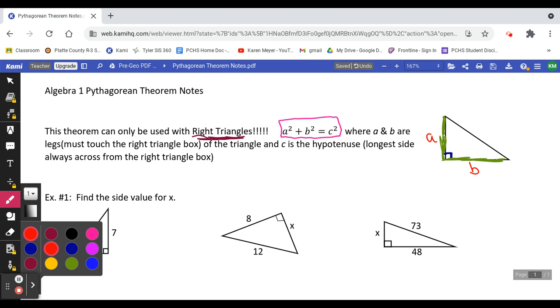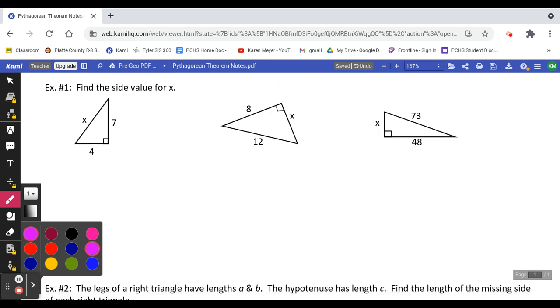C is a hypotenuse, and hypotenuse means the longest or biggest side. And to figure that out, if you can't tell from the picture, it says it's always across from the right angle box. So across from our right angle box would be this line over here in pink, and I'm going to label that as C. Okay, so that's the first thing you have to do. When you look at our next example, you have to be able to figure out what's A, what's B, and what's C. So let's scroll and get to work.